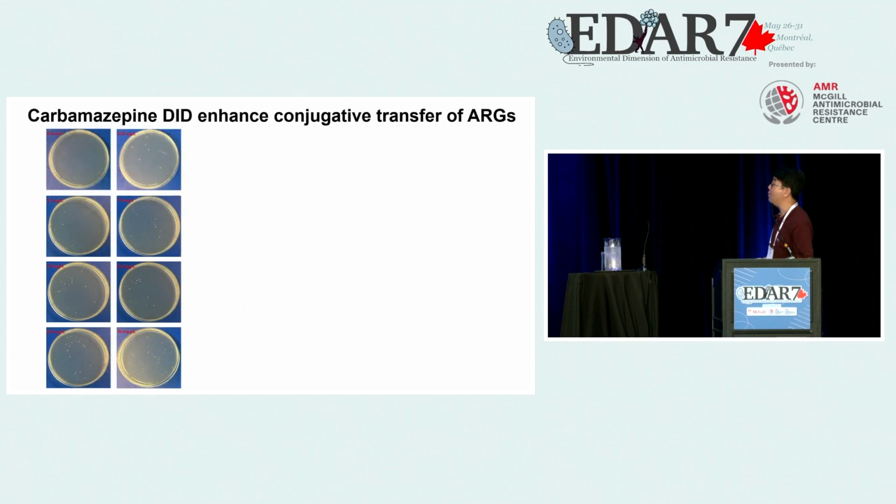Okay, so then we add this carbamazepine to our gene transfer model, the conjugation model. You can see here, this is the control without any carbamazepine. This is 0.05 milligram per liter. Then we increase the concentration. You can see for the control, just very few transconjugants. But once you increase the carbamazepine dosage, you have more and more transconjugants popping up on that selective plate.